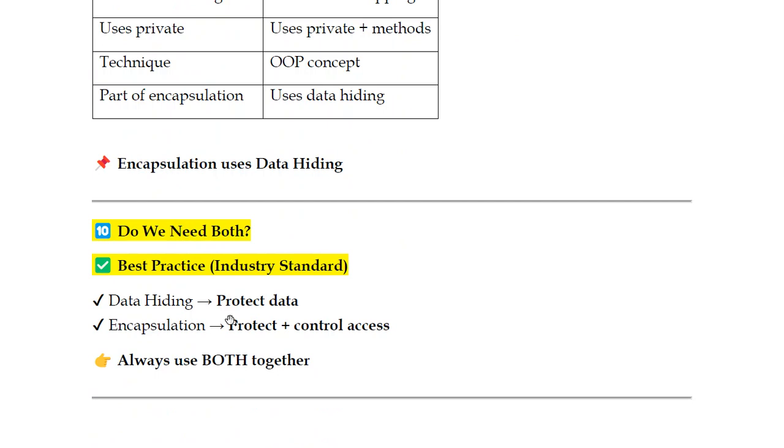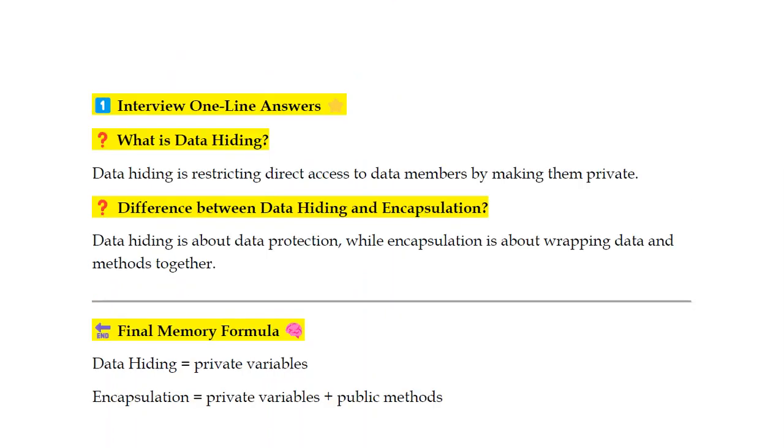Do you need both? Yes, it is the best practice as per industry standards. Data hiding protects the data; encapsulation protects plus controls access. Through validation, the method will be accessed. Only after the validation succeeds is the method allowed to set or initialize the data. Always use both together. We can't use any one alone. So both are essential.